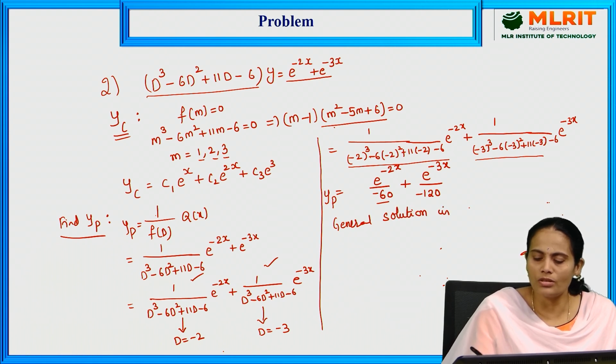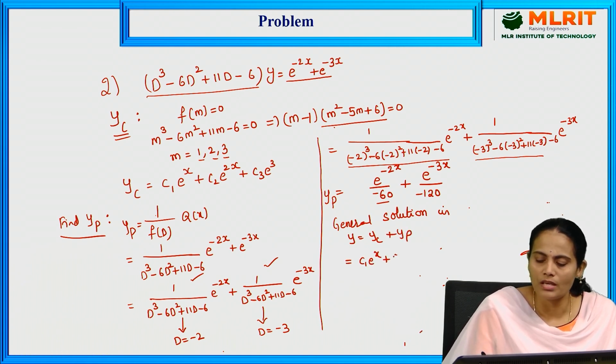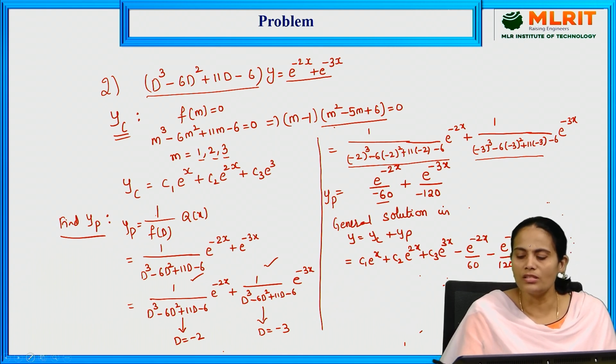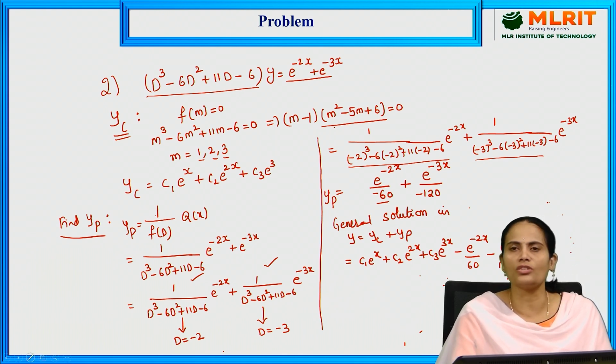Now write the general solution. The general solution is y = yc plus yp. yc is c1 e power x plus c2 e power 2x plus c3 e power 3x, minus e power minus 2x by 60, minus e power minus 3x by 120. So this is the general solution of the given differential equation.